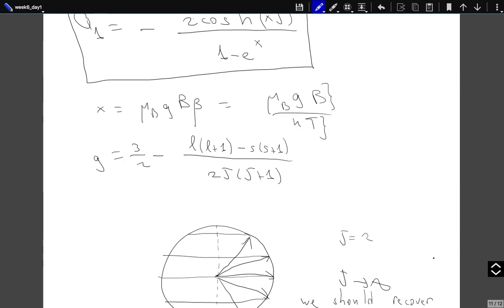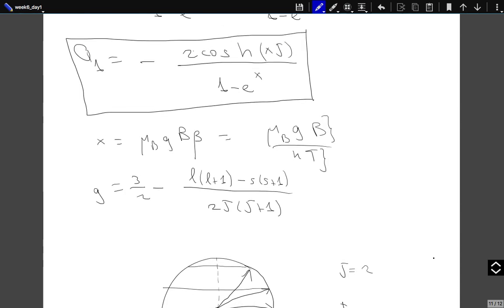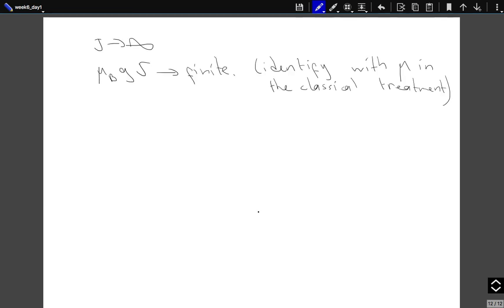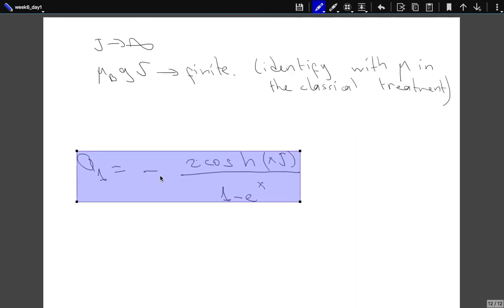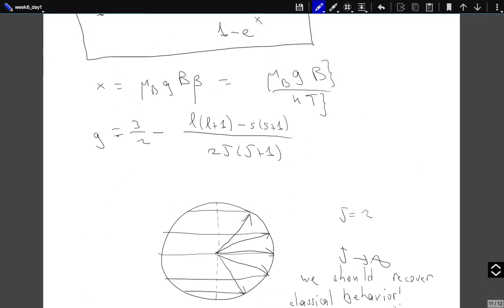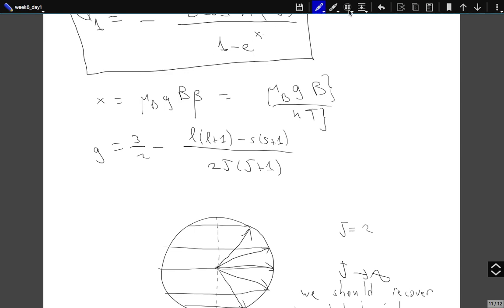Now, rather than going to the n particle partition function, n particle Helmholtz free energy, let me just look at the one particle. For n particles, just multiply by n. And x, just to remember, is this one.